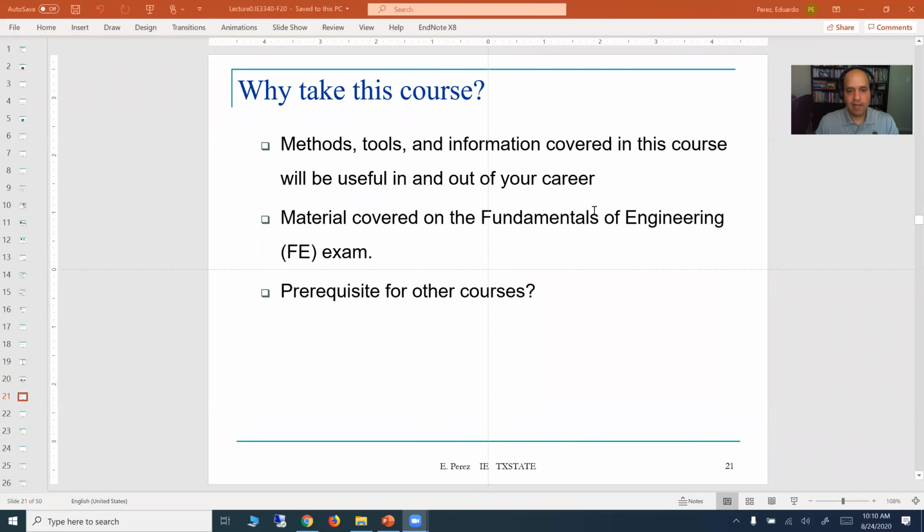Why take this class? As I mentioned from the beginning, this is something that you'll be using a lot. As we move forward, you've seen this movement of data analysis, data analytics. So decision-making models are becoming very relevant as we continue this data movement.